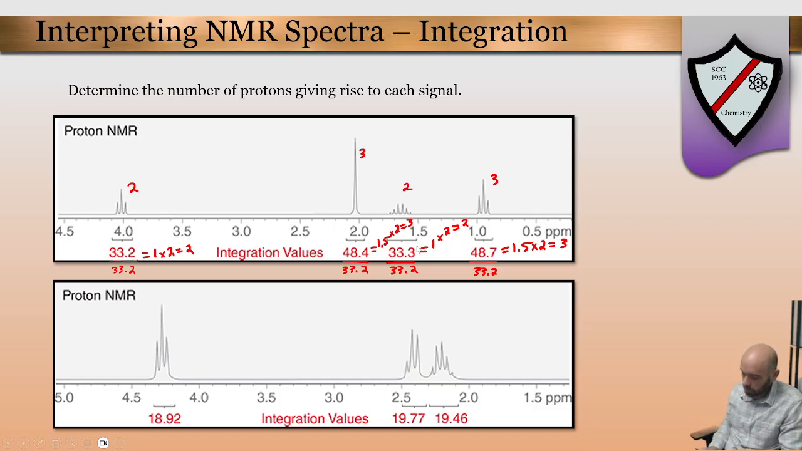So going down to the next one, I see that the smallest number there is 18.92. And if I divide those all by 18.92, they're all going to give me close to 1 as the result. So I'm going to assume that each of these signals is representative of 1 proton.